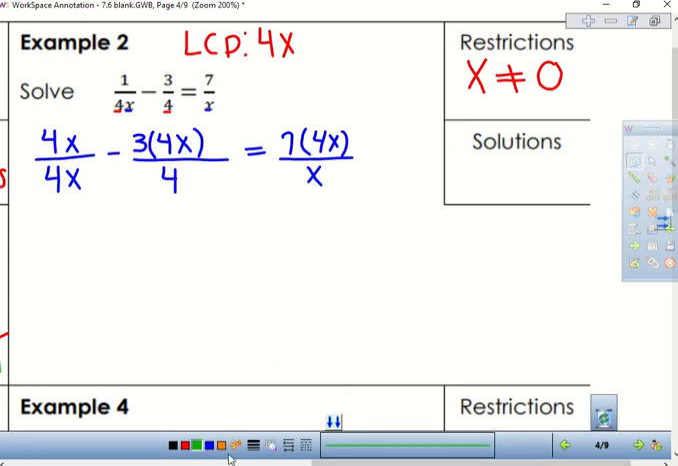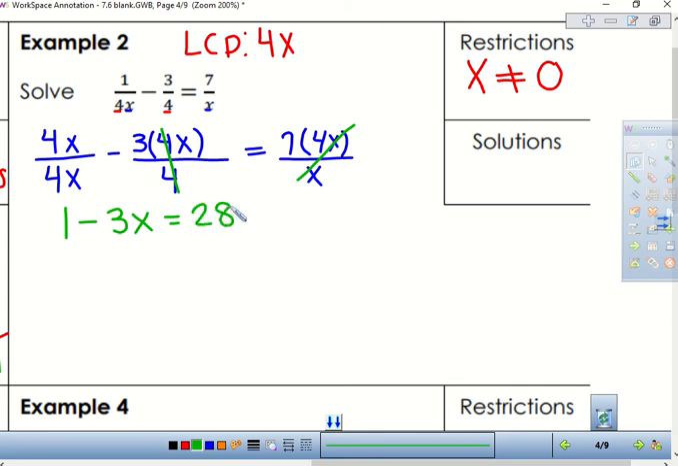Now once you do that, you're going to see what's going to cancel out. So, looking at our first fraction, what is 4x divided by 4x? Very good. It is 1. And then what's going to cancel out in this fraction right here? The 4's, which ultimately leaves me with what? Good. Minus 3x is equal to, what cancels out in this one? Good. Which is going to leave me with?